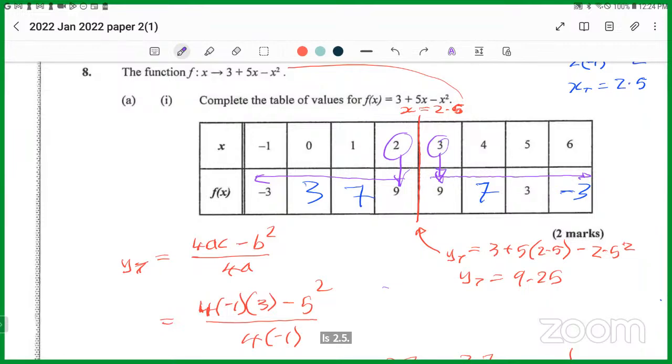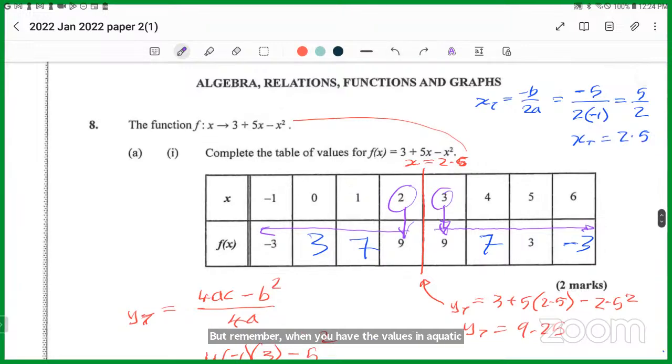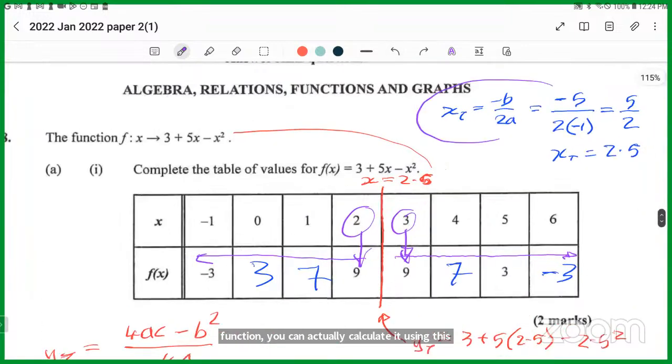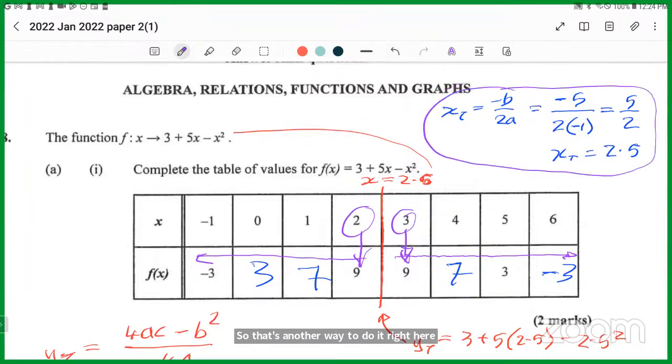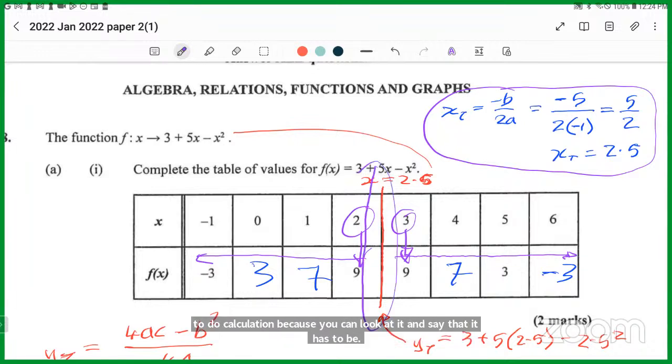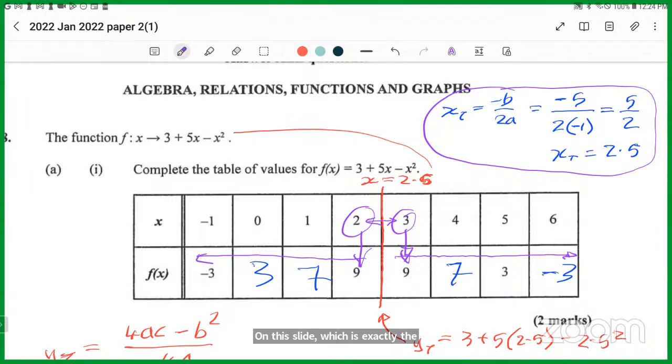But remember, when you have the values in a quadratic function, you can actually calculate it using this formula right here: minus b over 2a. So that's another way to do it. But when you have the table like this, you don't need to do the calculation because you can look at it and see that it has to be on this line, which is exactly between the 2 and the 3. The value that is exactly the same distance between 2 and 3 is 2.5. Do you understand it any better based on that explanation? Yes, sir. All right. Anybody else?